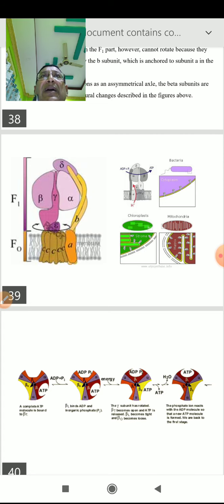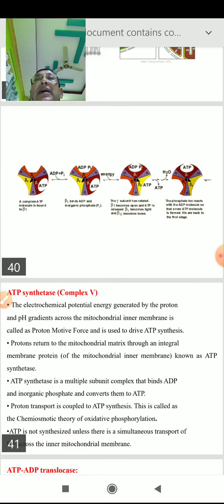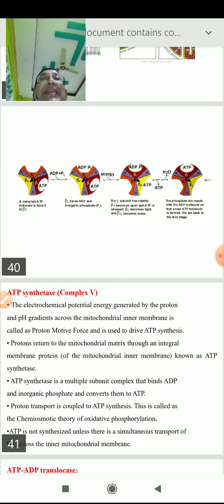So this F0 and F1 particle is present in the bacteria, it is present in the mitochondria, it is present in the chloroplast. Okay, the structure is almost universal. So the structure is this one. This is present in the bacteria, this is present in the mitochondria, and the chloroplast. Since our chapter is on mitochondria, we have given more focus on the mitochondria. So in my next slides, I am showing the different mechanisms.